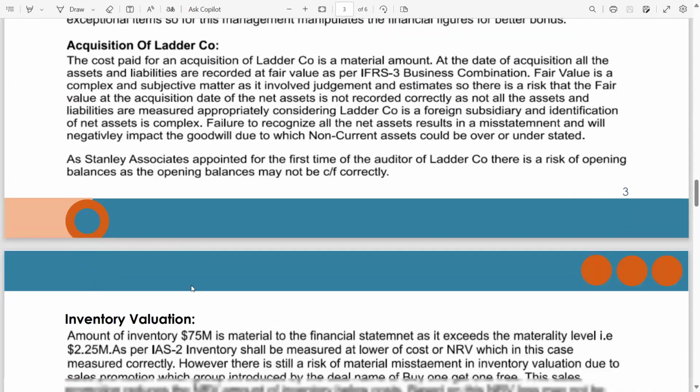As Stanley Associates is appointed for the first time as the auditor of Ladder company, there is a risk relating to opening balances, as opening balances may not be correctly brought forward.